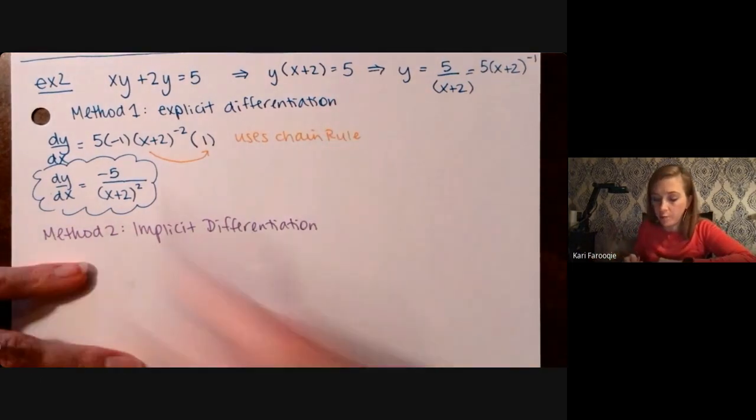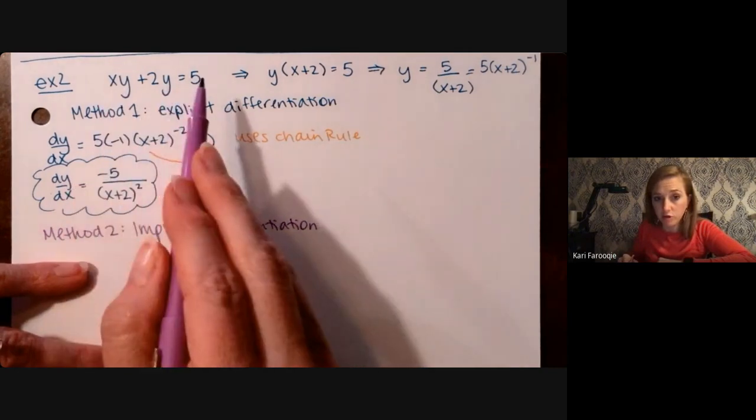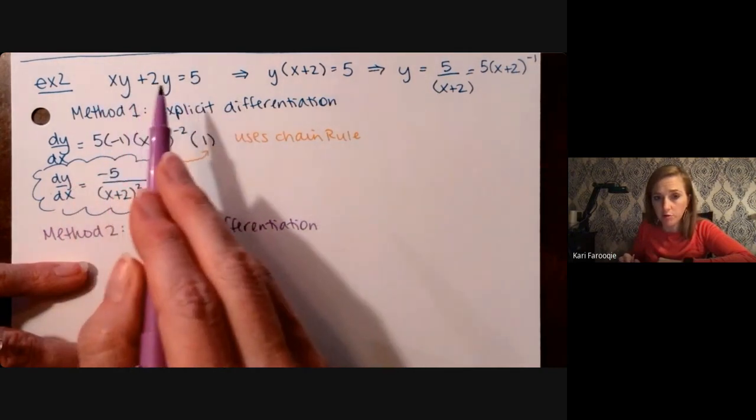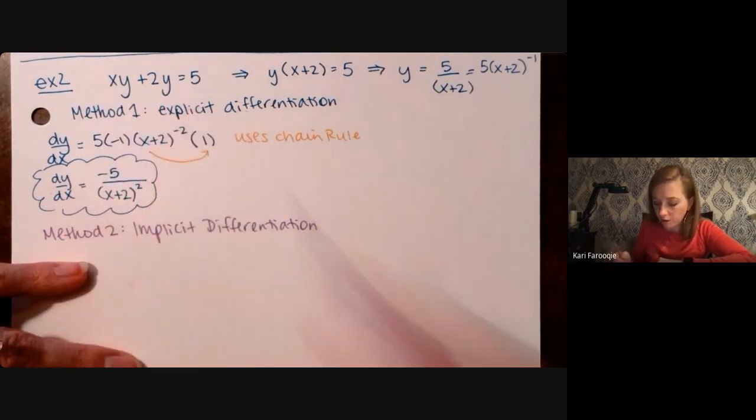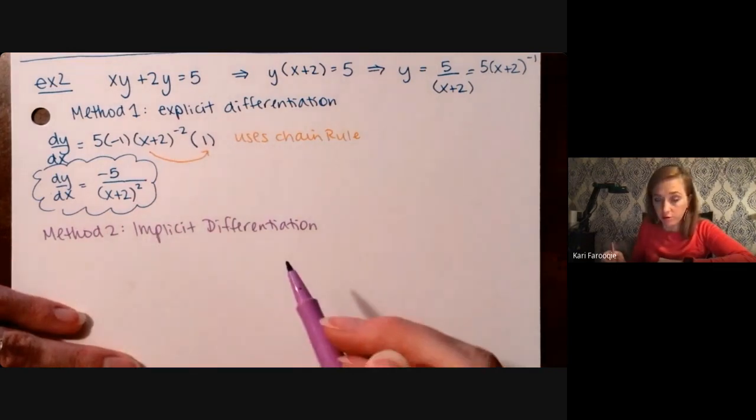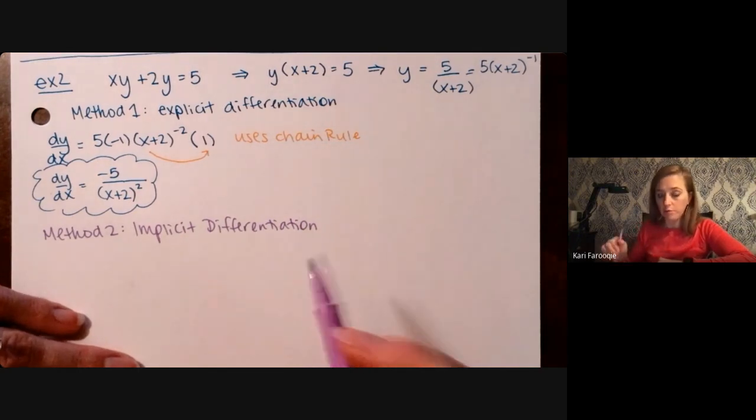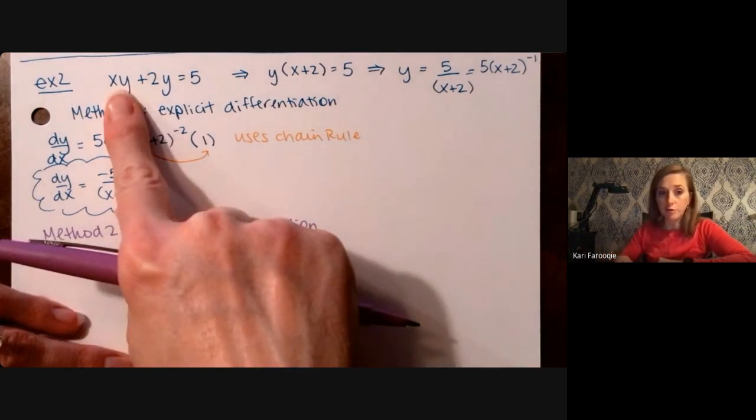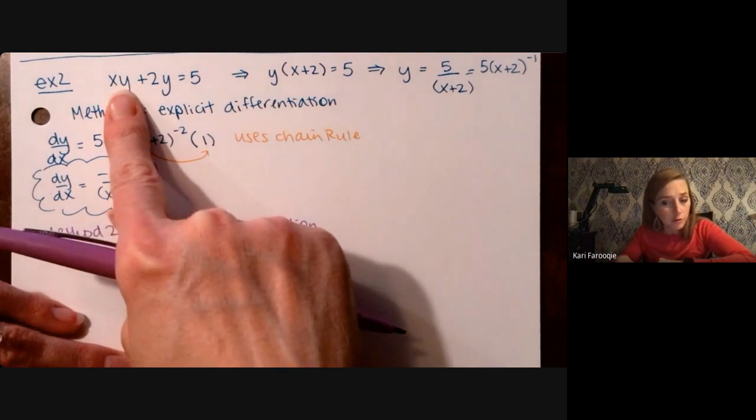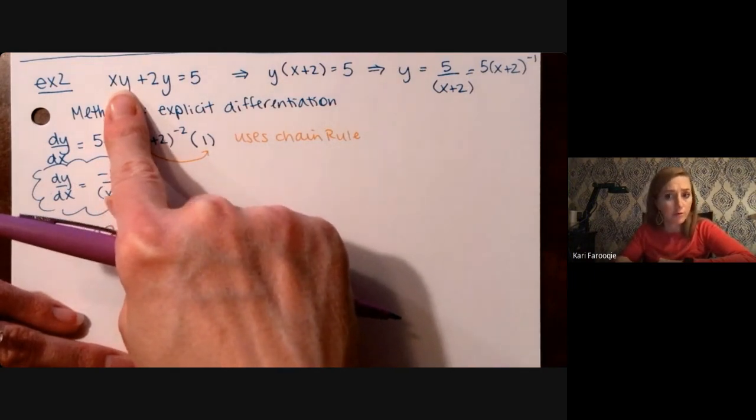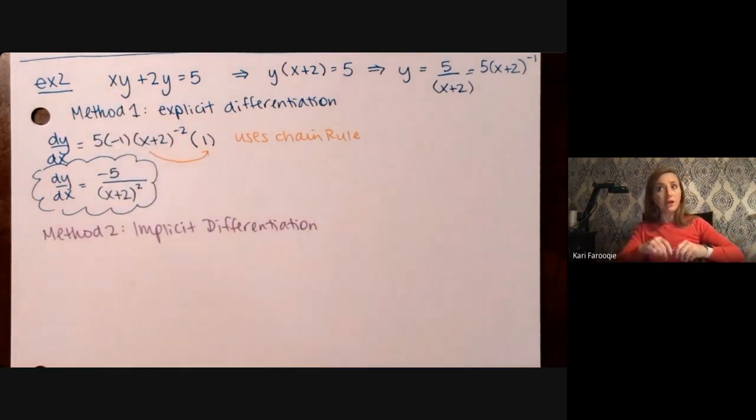Okay. Now I'm going to go back to this original equation that I gave you, xy plus 2y equals 5. And we're going to differentiate implicitly. You're going to have to remember here that the product rule is going to be required for the first term. You're multiplying two different functions together, and they have different variables in them. That is definitely a case where you're going to need to use the product rule.